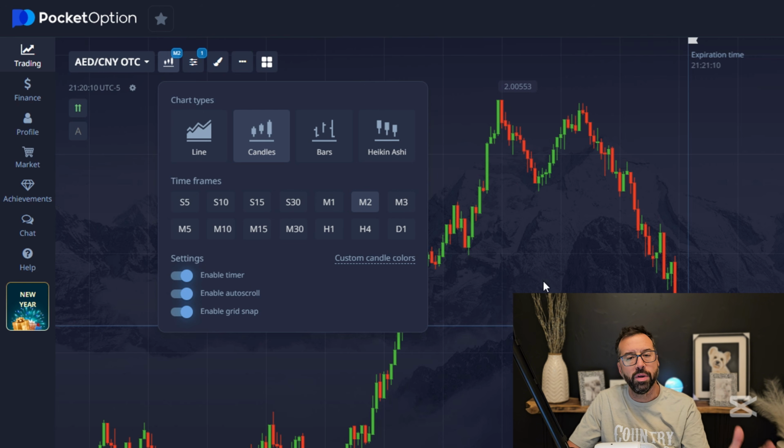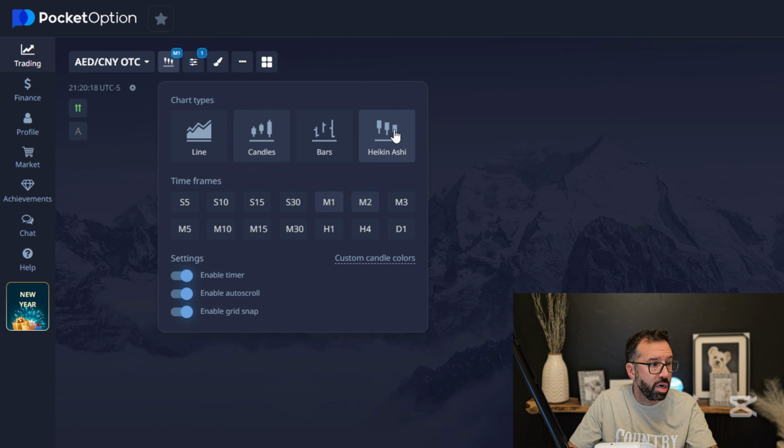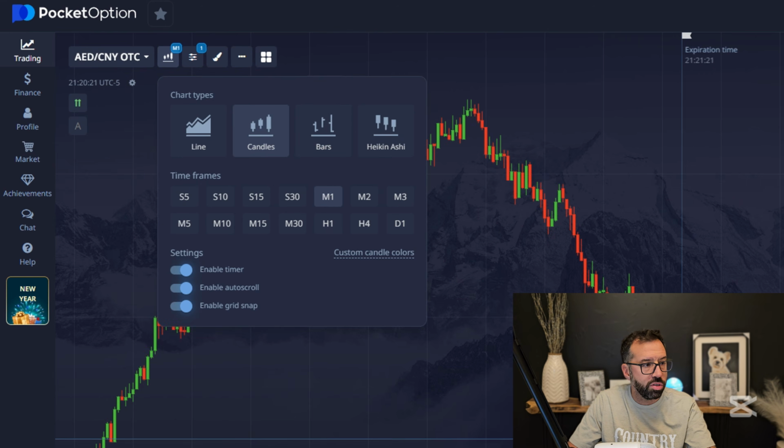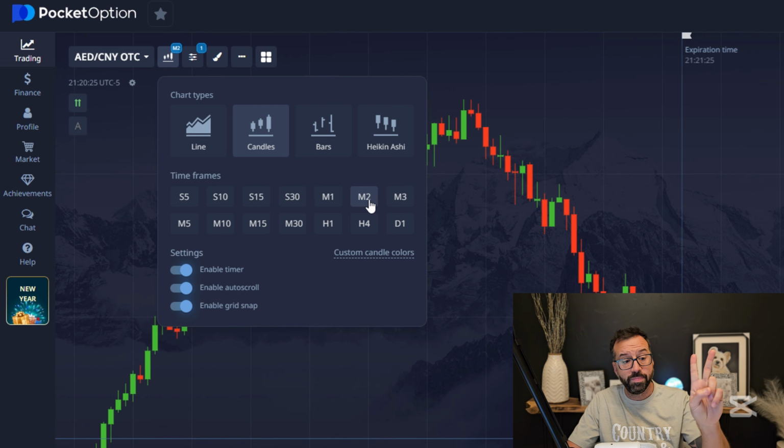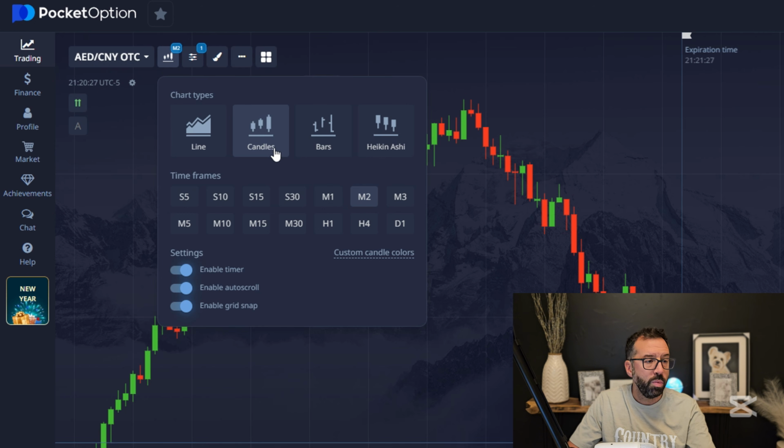Auto scroll means that when this timer counts down and goes to the next candle, the screen will keep moving along with you. Heikin Ashi, bars, candles, you guys can make all those changes. What we're going to do here is use a 2-minute timer, okay? 2-minute timer with standard candles. And that's first and foremost, 2-minute standard candles.